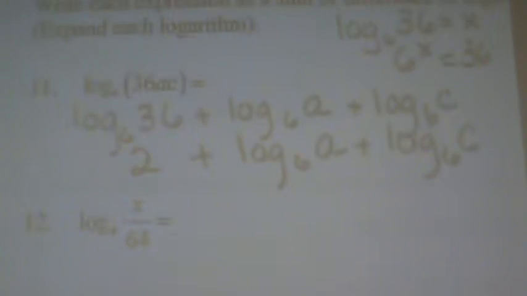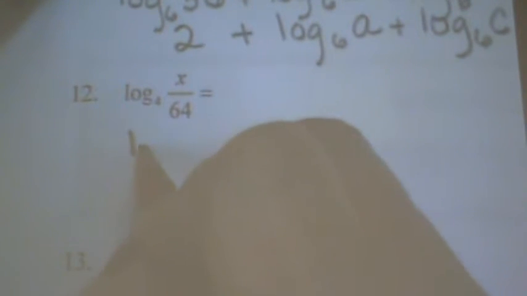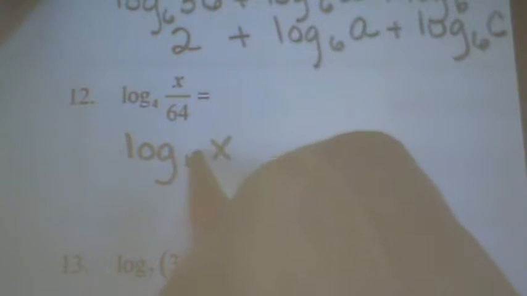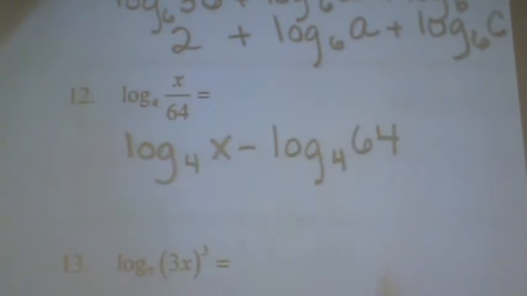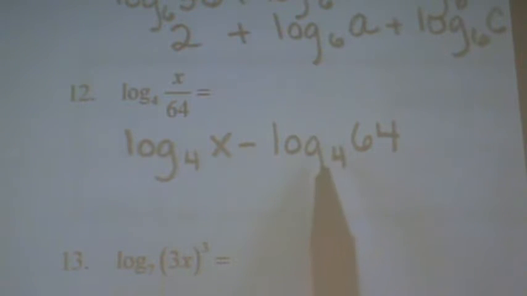Number 12. What kind of a problem is this one? Subtraction. It's going to be a subtraction because it's a quotient. How do you write this one out? Log of x base 4 minus log of 64 base 4.